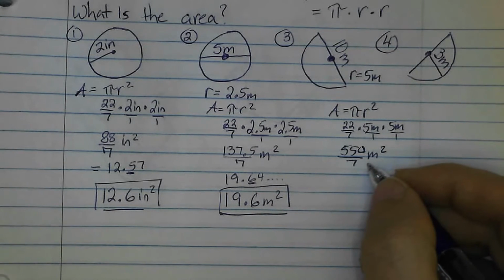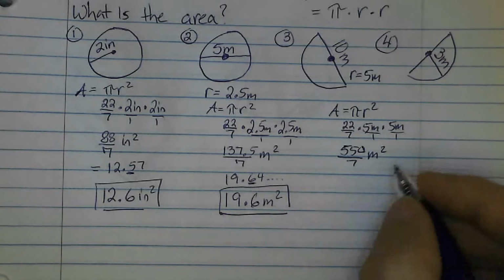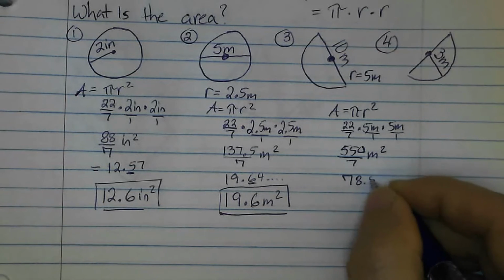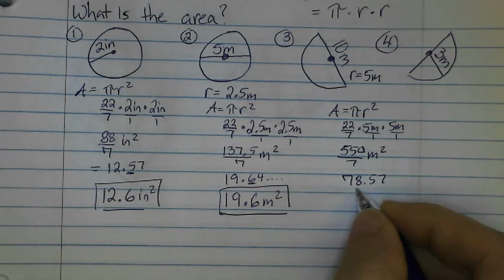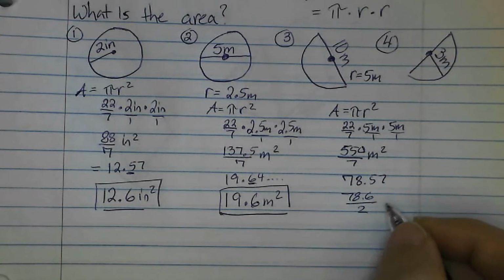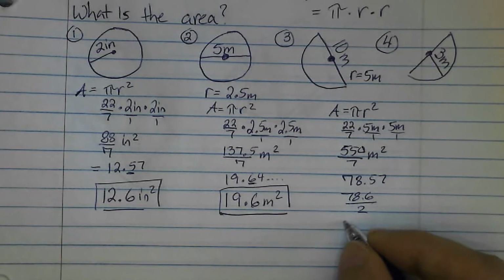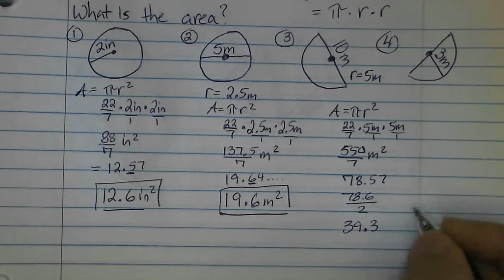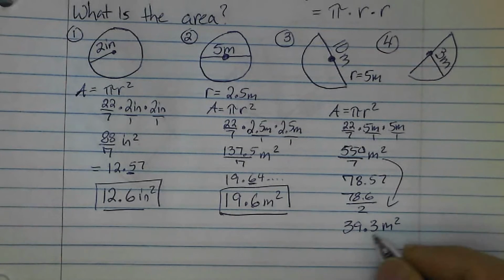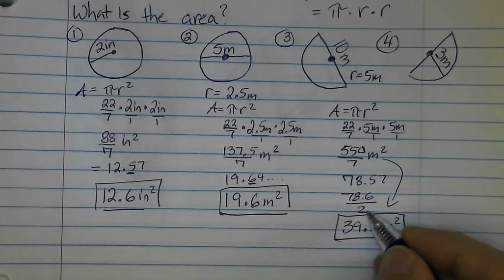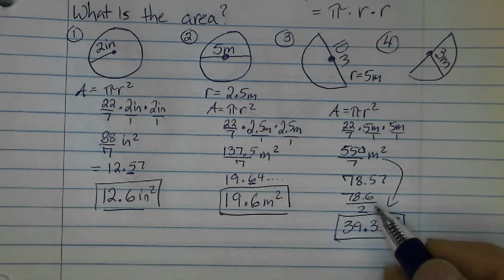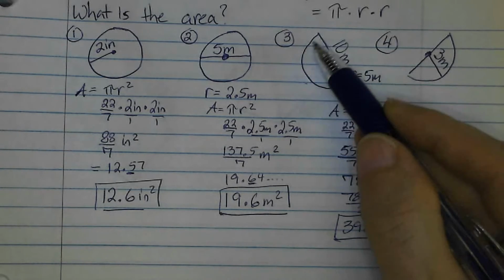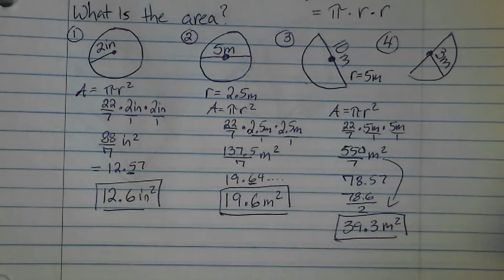Now, 550 divided by 7 is going to be 78.57. And if I round this, I get 78.6 divided by 2, and I end up getting 39.3, remember your unit, meters squared. Remember, the reason why I divided by 2 at the end is because I only have half a circle. 78.6 meters squared would have been the area of an entire circle. Cut it in 2 to get that half circle.